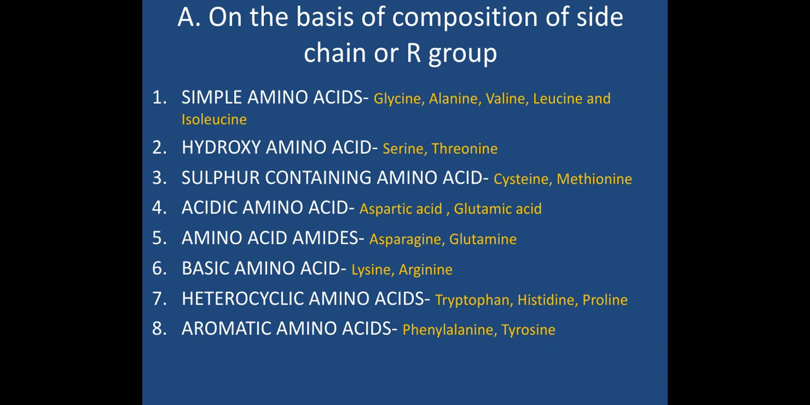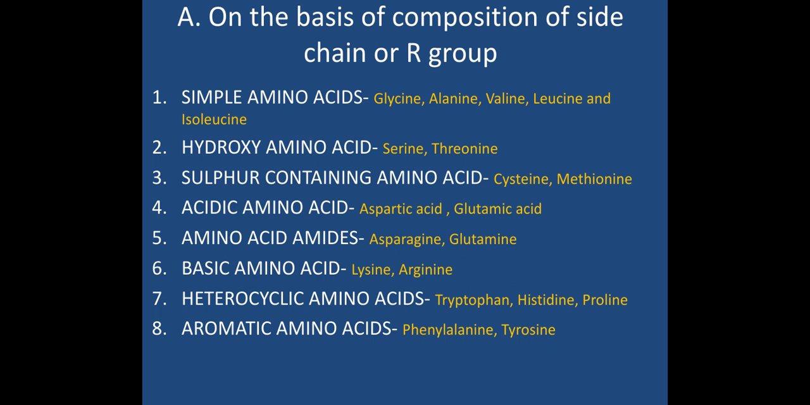The sixth category is the basic amino acids. Those amino acids that possess an amino group in their side chain, for example lysine and arginine. The seventh category is heterocyclic amino acids. Those amino acids that possess a ring in their side chain and at least one atom other than carbon. Examples are tryptophan, histidine and proline.